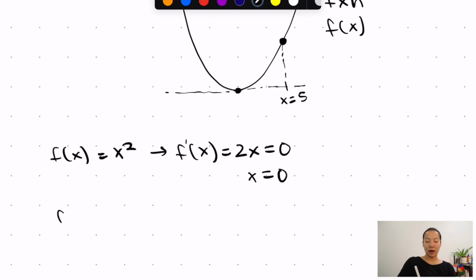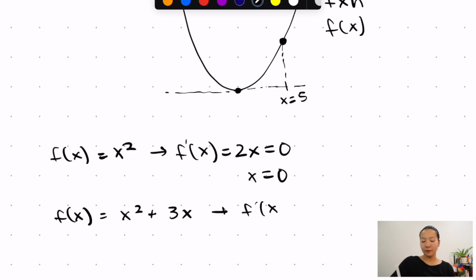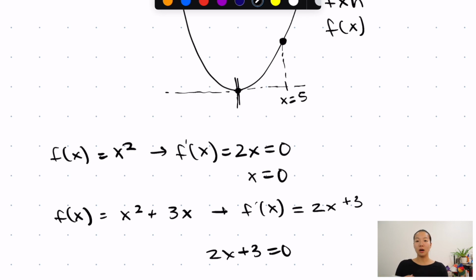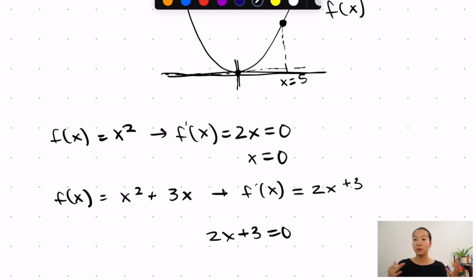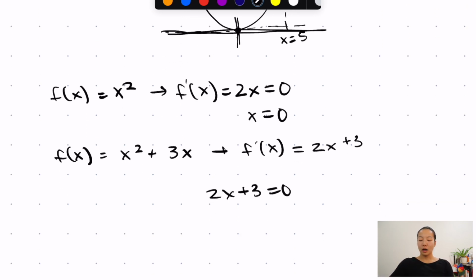But maybe you have f of x equals x squared plus 3x. Now, f prime of x for that is going to be equal to 2x plus 3, right? So 2x plus 3, we're going to set that equal to 0. And that's essentially going to give us the x value of where the derivative is flat, which is going to be a maximum or a minimum in our case here. And so here, x is going to be equal to -3/2.